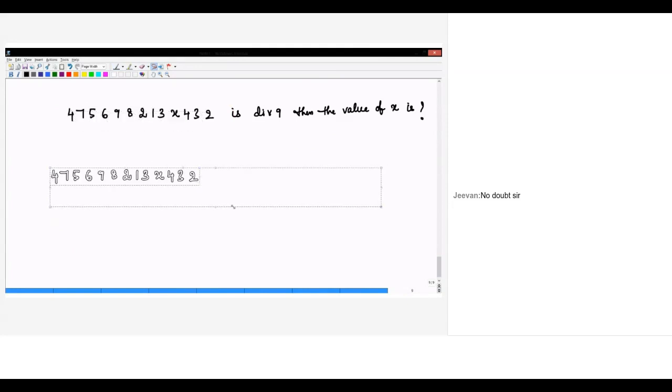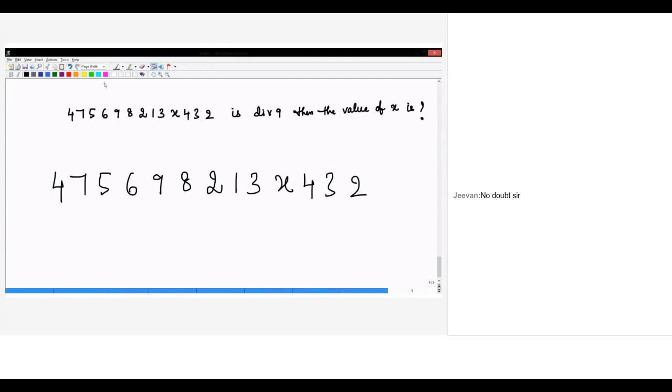See, generally we do the sum of digits, but here, wherever the sum is 9, you can cancel it. Like 9, you can cancel. 8 and 1, you can cancel because the sum is 9. 4, 3, 2, sum is 9, you can cancel. 7 and 2, sum is 9, you can cancel. 5 and 4, sum is 9, you can cancel.